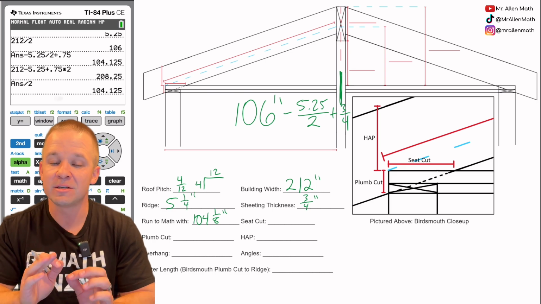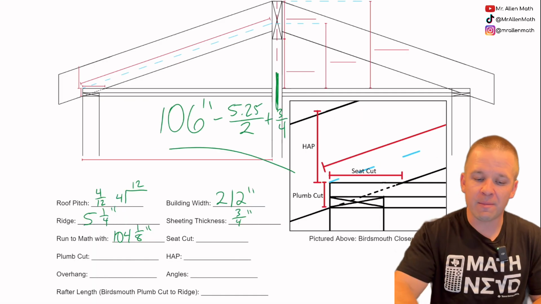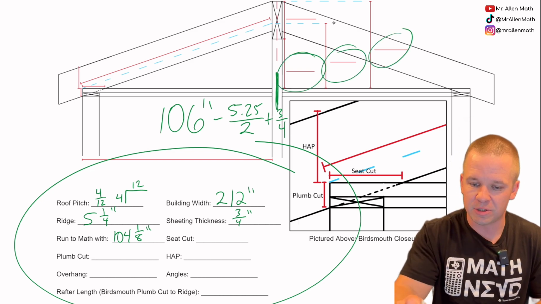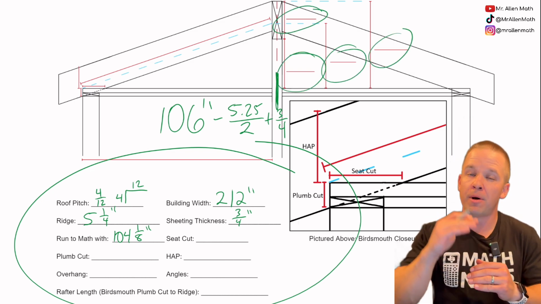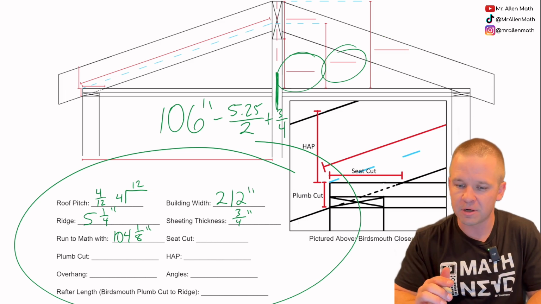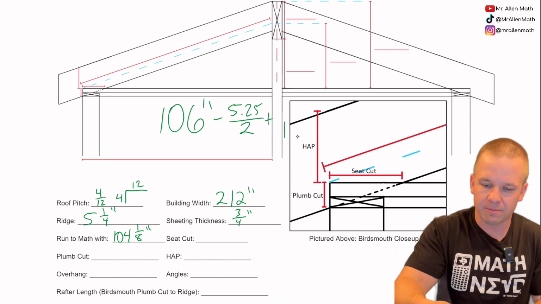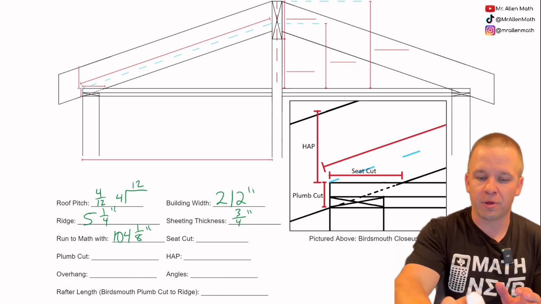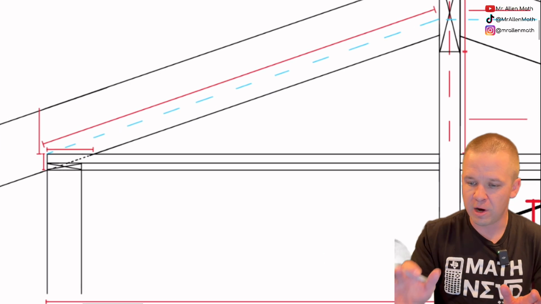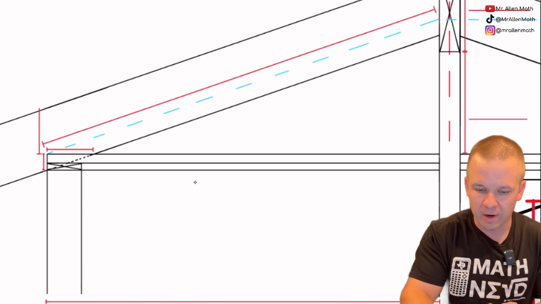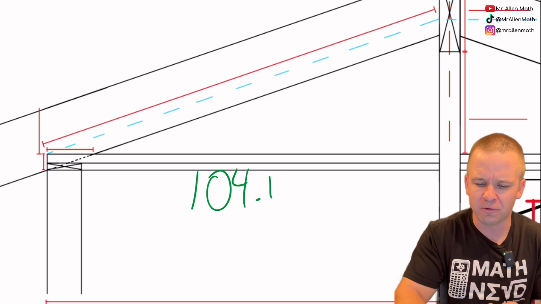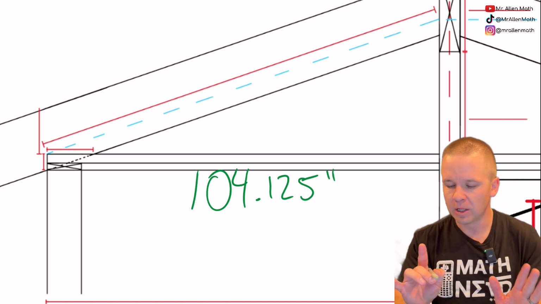Now we can calculate some other awesome things. Not only am I going to be filling in all these answers right over here, I'm also looking for some of these dimensions over here on the right-hand side up next to our post, up to our ridge. All those are going to be key components here. Let me clean this up, get rid of some of this stuff. All right, so we said our run to math with was 104 and 1/8. Over here, I'm going to work with some decimals. So we got 104 and 1/8 inches, or in decimals, 0.125 inches. Lovely.